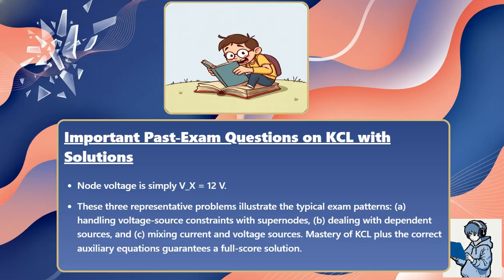These three representative problems illustrate the typical exam patterns: A, handling voltage source constraints with supernodes; B, dealing with dependent sources; and C, mixing current and voltage sources. Mastery of KCL plus the correct auxiliary equations guarantees a full score solution.